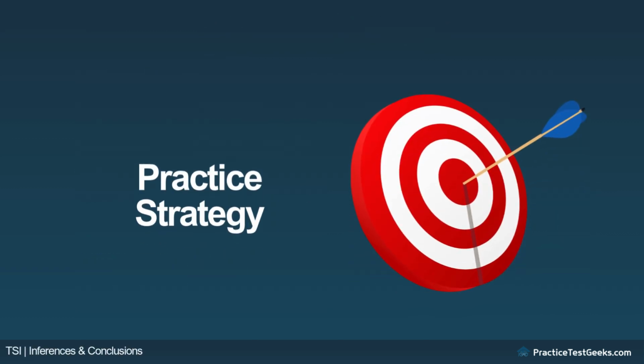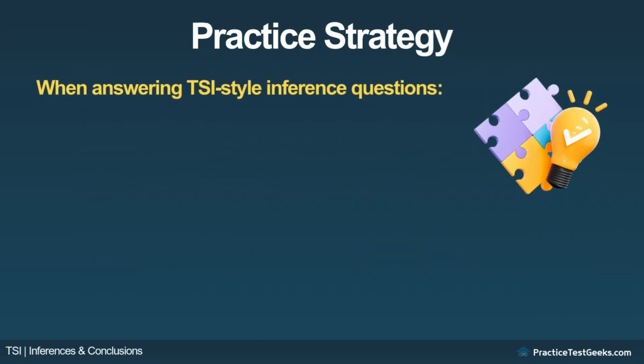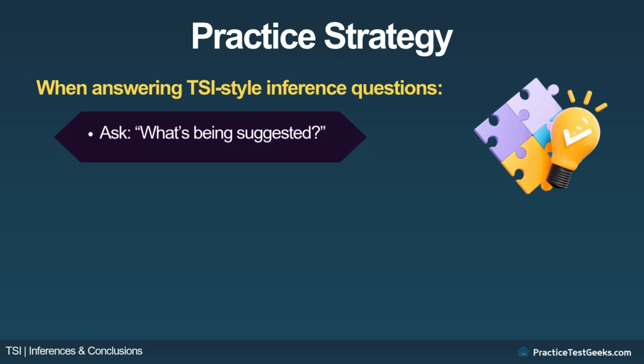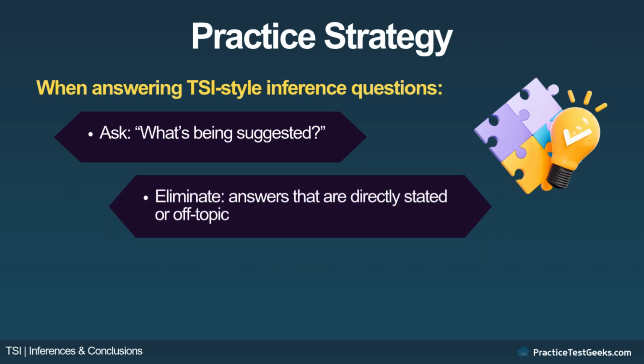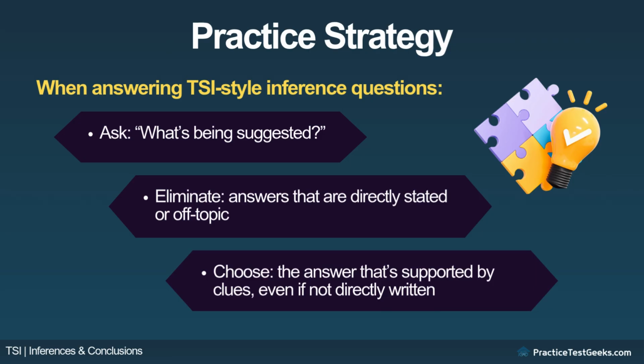Before we wrap up, here's a simple practice strategy. When answering TSI-style inference questions, ask, what's being suggested? Eliminate answers that are directly stated or off-topic. Choose the answer that's supported by clues, even if not directly written. Using this strategy will help you think critically and avoid common traps on inference-style questions.